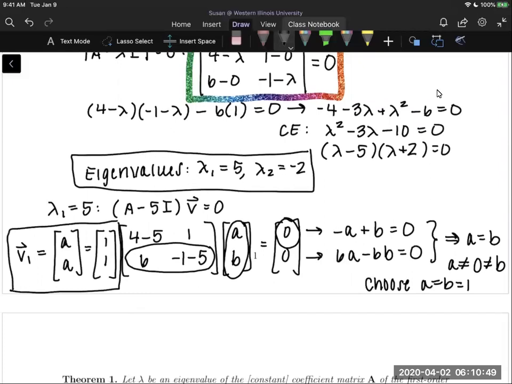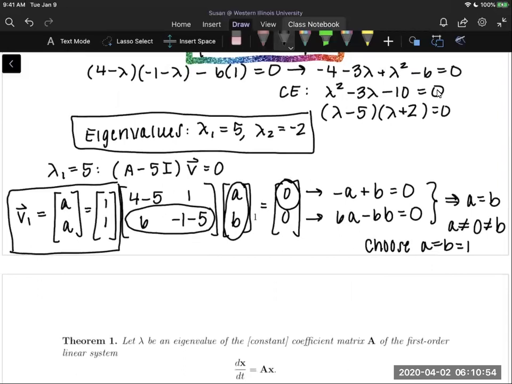We want to do the exact same process for lambda 2 equals negative 2. I am going to do that right here in the margin.